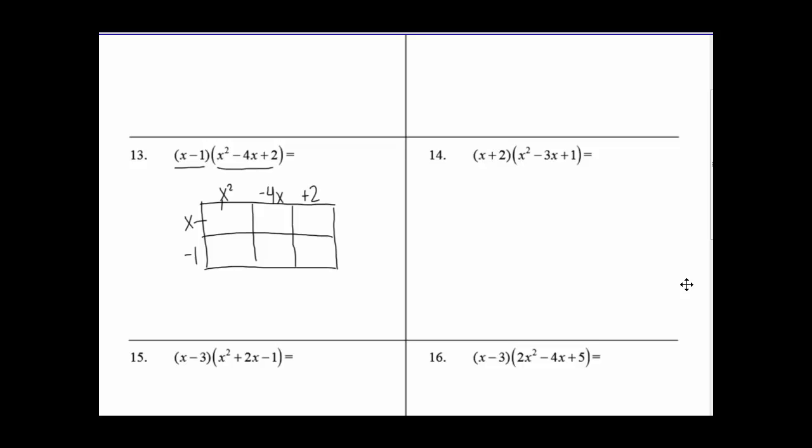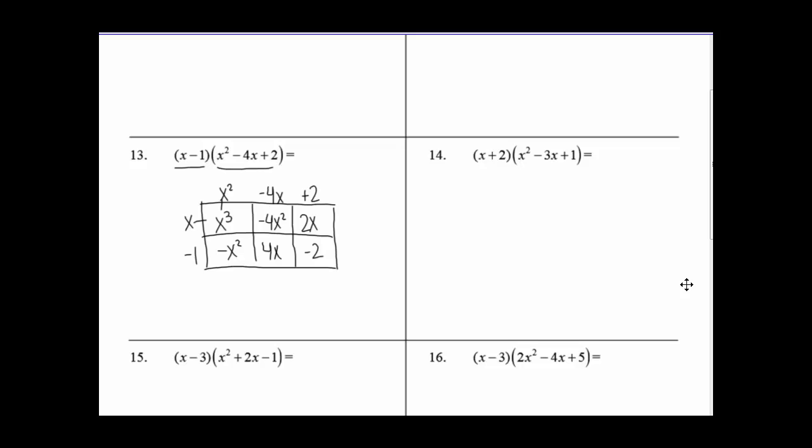So x times x squared will get me an x cubed. X times negative 4x gets me negative 4x squared. X times 2 gets me 2x. Then I go to the next row. Negative 1 times x squared gets me negative x squared. Negative 1 times negative 4x gets me 4x. And negative 1 times 2 gets me negative 2.